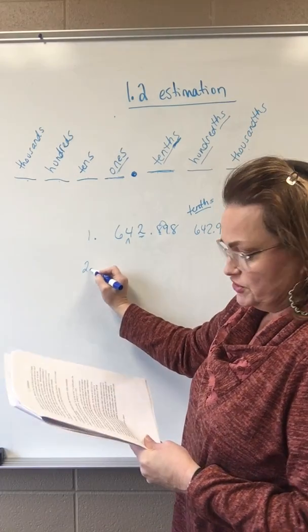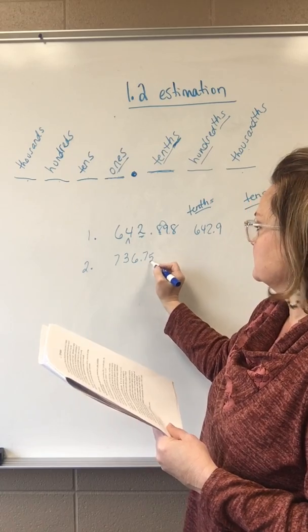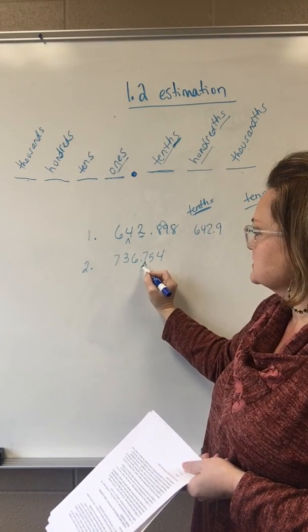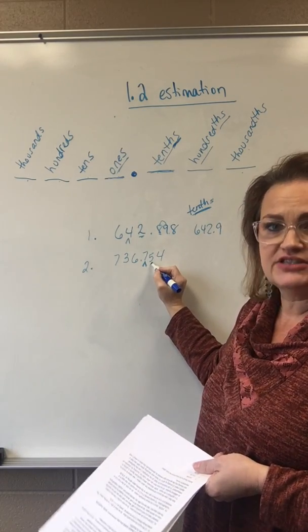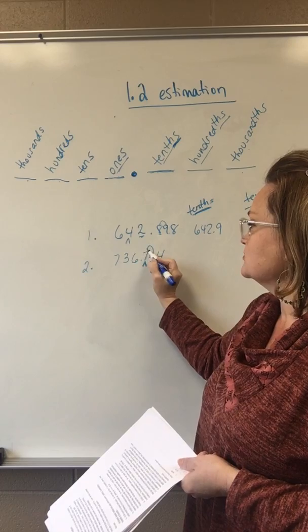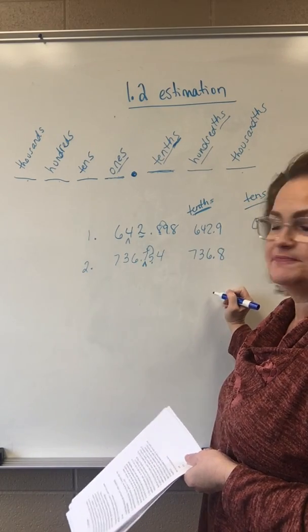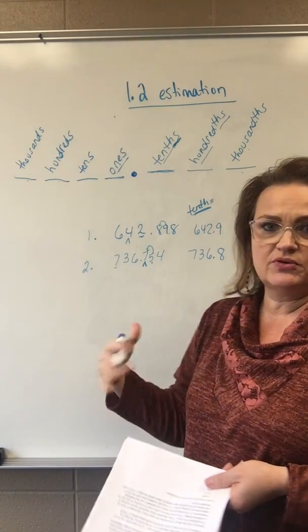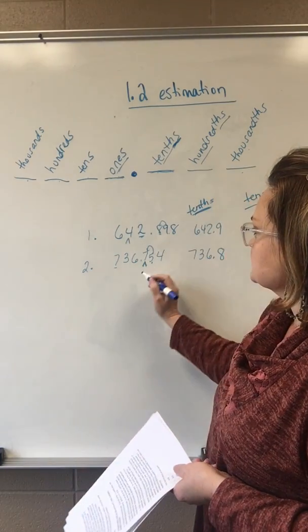And okay, number 2, 736.754. First of all, to the tenths place. The tenths place is the number right after the decimal point, the 7. The 5 says yes, round that up, so that rounds up to an 8. So we have 736.8. When we round to tens and we're rounding up, we just put zeros in for the places. You might have noticed that in the example before.